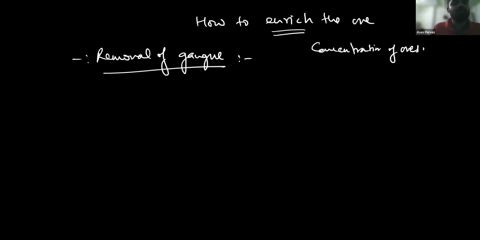Yes, sir. Then after removing the impurities, we have four types of ore. One is the carbonate ore, another one is the sulfide ore, the third one is the oxide ore, and the fourth one is the halide ore.